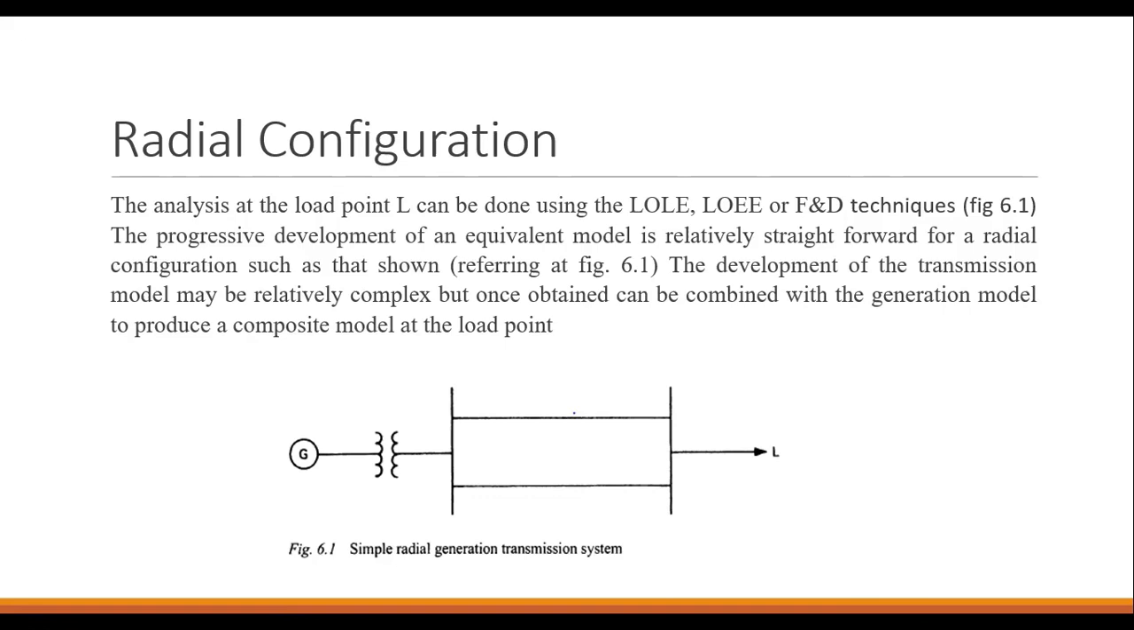The progressive development of an equivalent model is relatively straightforward for radial configurations such as that shown. This approach, however, is not suitable for network configurations including dispersed generation and load points. A more general approach is required, which can include the ability of the system to maintain adequate voltage levels, line loadings, and steady state stability limits.